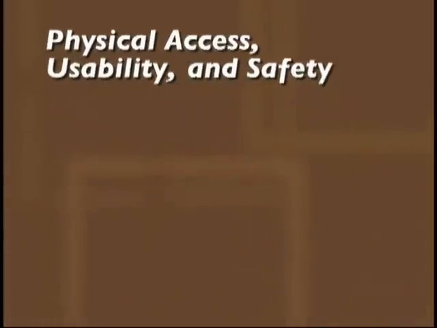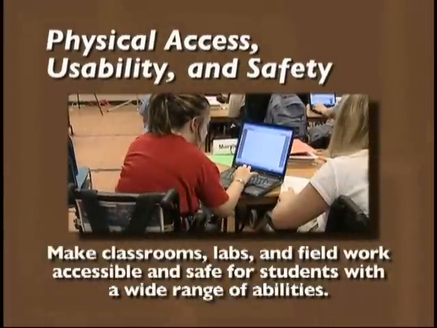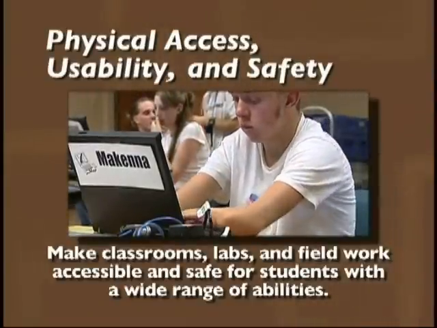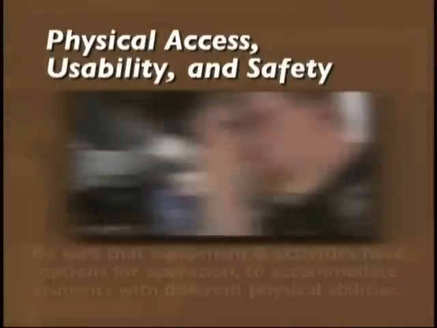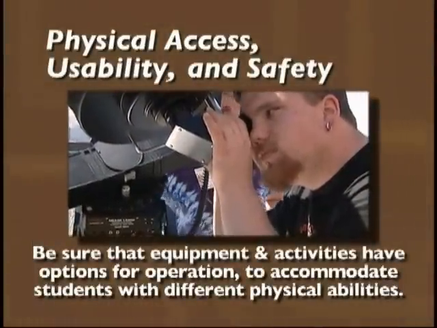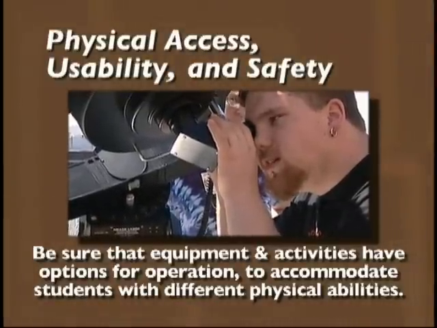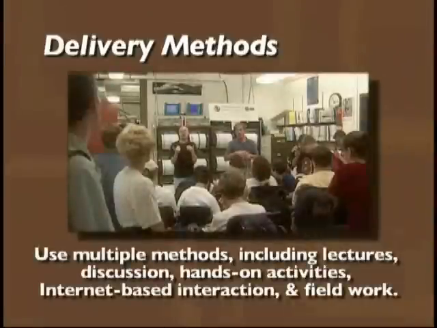Physical access, usability, and safety. A girl types at a computer. Make classrooms, labs, and fieldwork accessible and safe for students with a wide range of abilities. A student peers into a telescope. Be sure that equipment and activities have options for operation to accommodate students with different physical abilities. Delivery methods. As a professor speaks to a class, a man interprets using sign language.